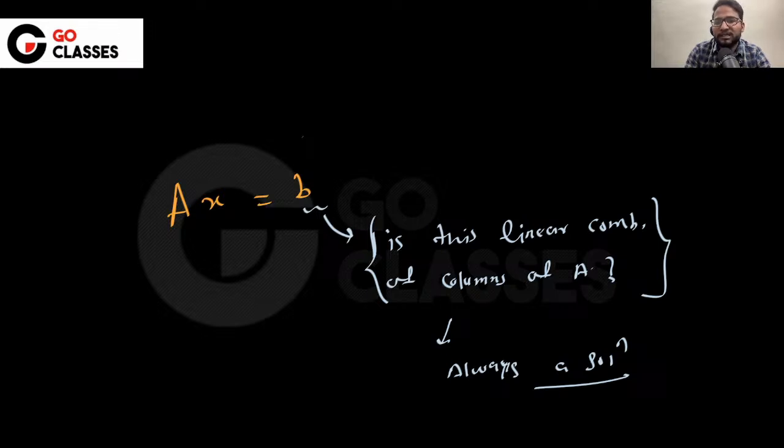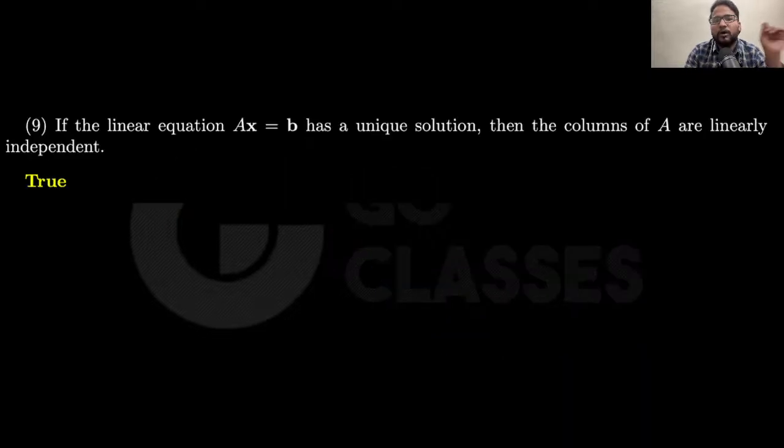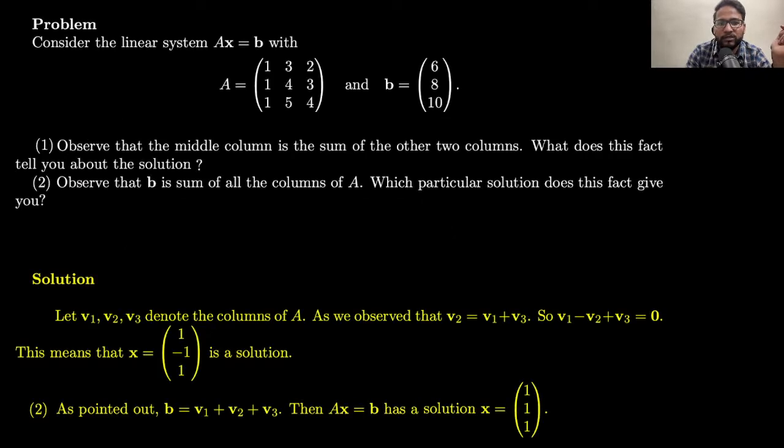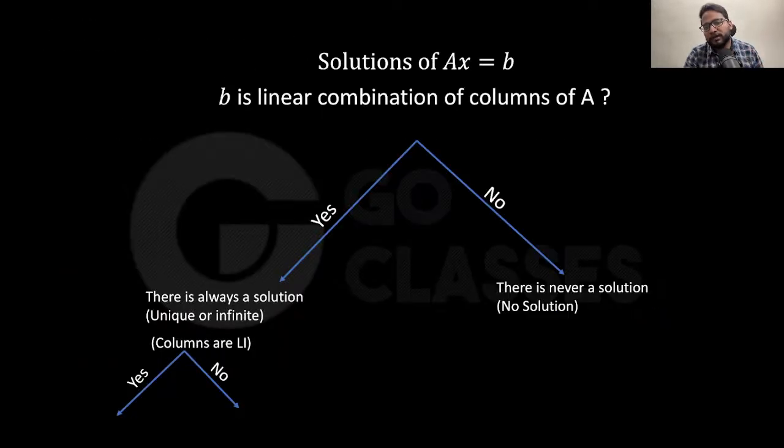So this is just a way of looking at this problem. Now, suppose I ask you this: if a linear equation Ax = b has a unique solution. This unique thing I will cover after a few more things. Now suppose I ask whether b is a linear combination of the columns of A. If someone says no, then there will never be a solution. If someone says yes, then there will be a solution.